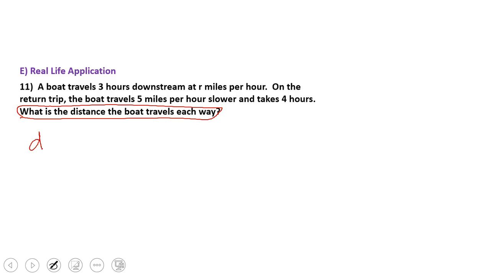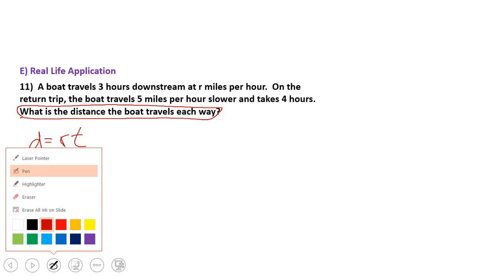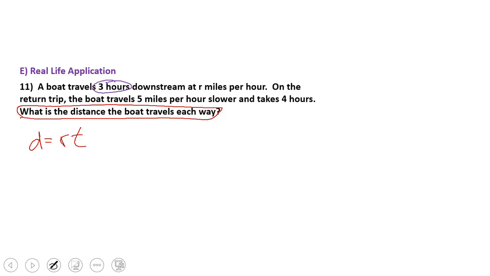And I know that if I want to find distance of anything, I can take how fast it goes, the rate that it's traveling, multiplied by the amount of time it's traveling, and that will give me the distance. So distance is equal to rate times time. So, using the marking of the text, it travels for 3 hours downstream at r miles per hour. So when I plug this in, I'm going to go downstream. My distance is 3 hours times r miles per hour. So my distance is actually 3r.